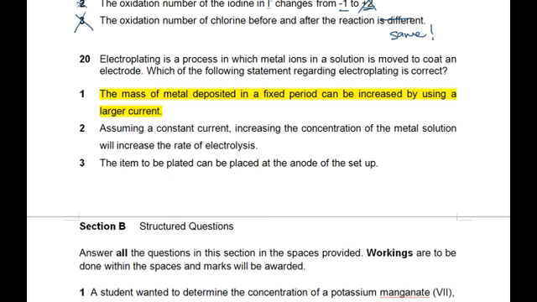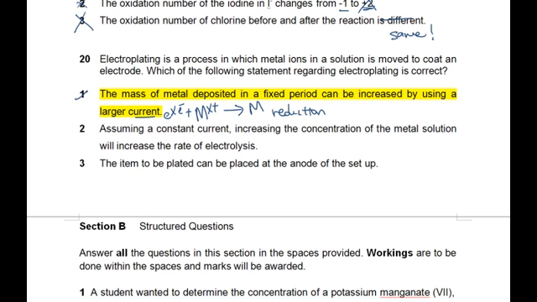We are asked to look at a few statements regarding electroplating. So let's look at statement 1. The mass of metal deposited in a fixed period can be increased by using a larger current. This is a true statement because a moving current is actually moving electrons. So the faster you can move electrons through the entire system, the faster you can change whatever metal you have here from Mx plus to become M. So this is a reduction. The faster you can flow electrons through here, because this requires electrons, so this is a correct statement.